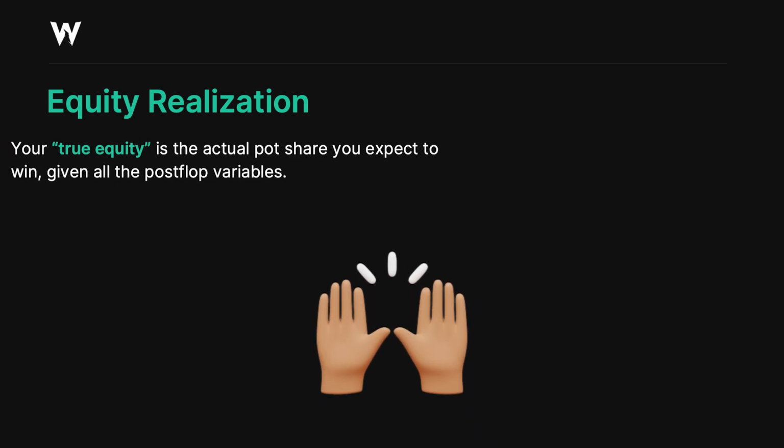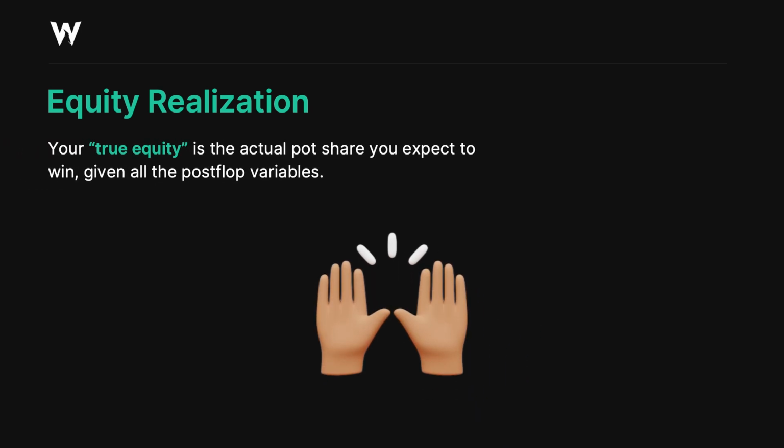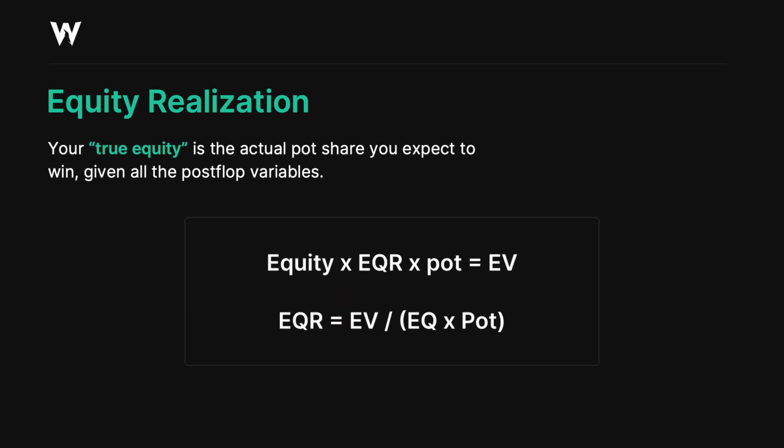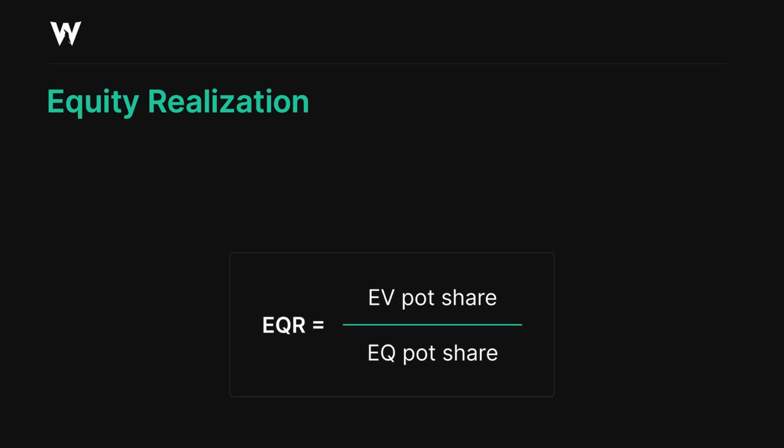What about equity realization? Well, your true equity is the actual pot share you expect to win given all the post-flop variables. Equity realization is a factor that goes in between your equity and your expected value. So here's one equation for it, but a more intuitive equation is just your EV pot share, so what percentage of the pot will you actually win, divided by your equity pot share. How often would you win if it were checked down?